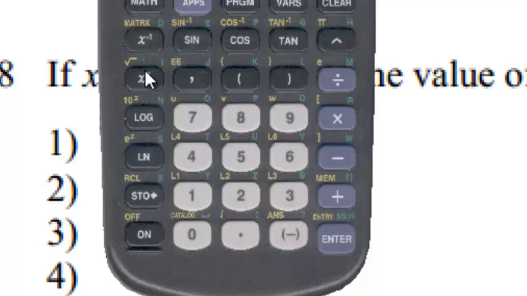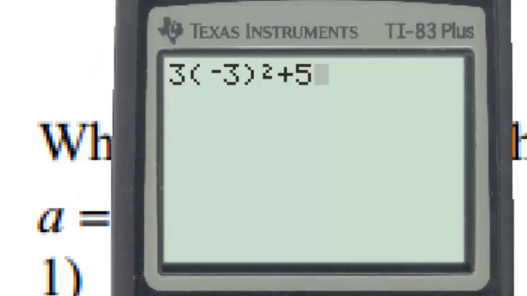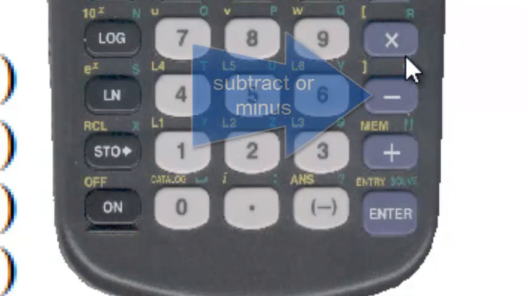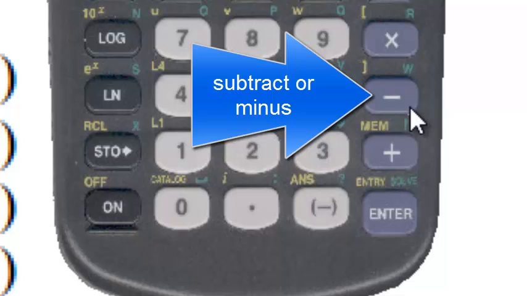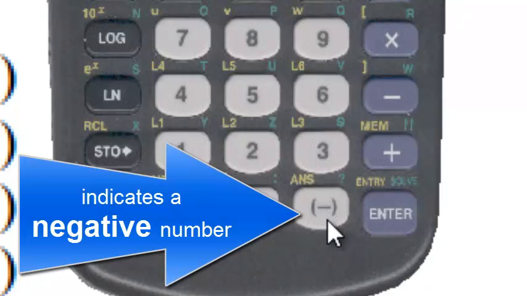squared, plus 5, open parentheses, -3, plus 6. We want to be really careful when we're doing negatives that we don't use the subtraction sign. On the right side, the blue button with the horizontal line is for operations, for subtraction or minus. The sign underneath the 3 is for integer value. That's going to be our negative sign.